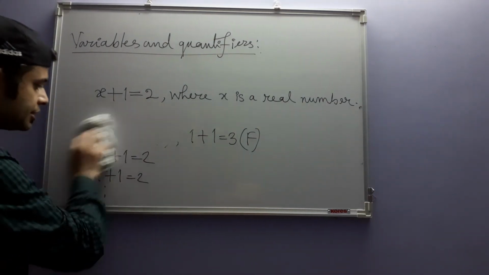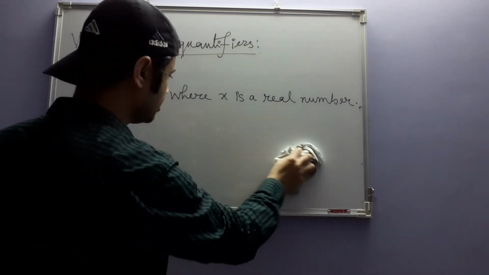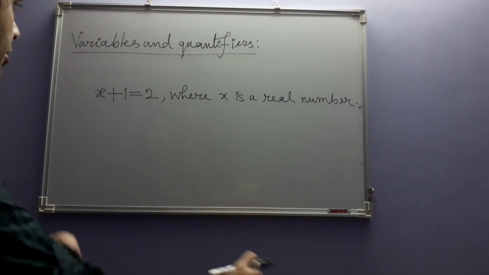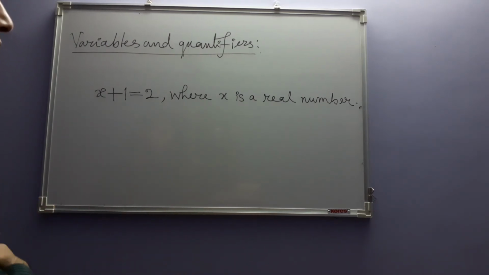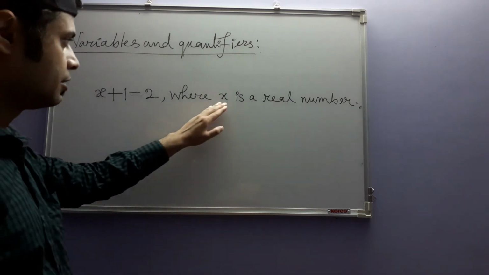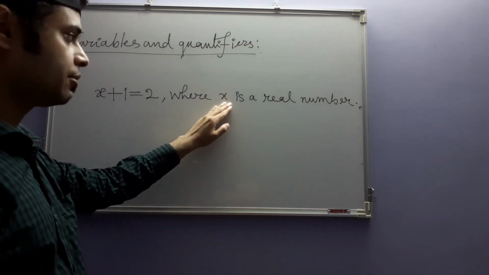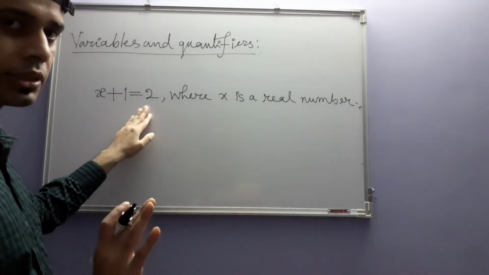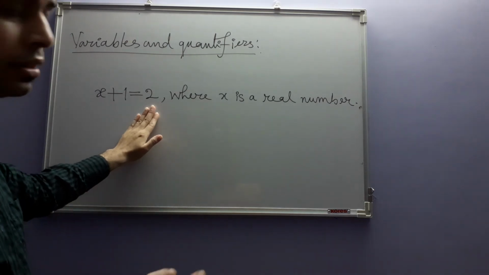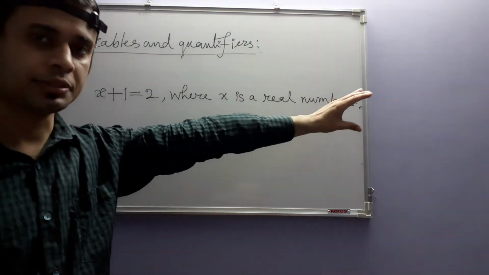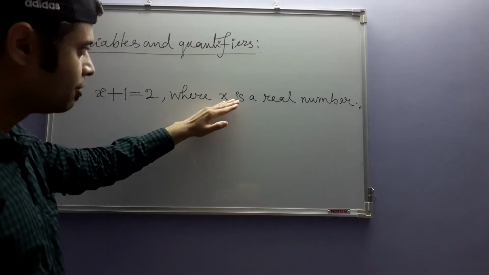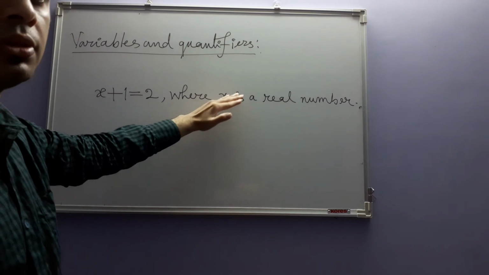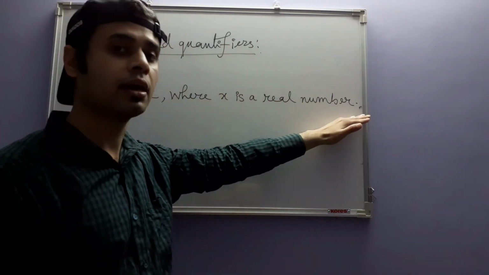So while dealing with statements with variables, the truth value depends on the value of the variable. Now you can see one more thing. I want to draw your attention to this. Although x is a variable, we are not saying that x is 1 here. It's not about solving this equation. We are not treating this as an equation. We are treating this whole thing as a statement. So although we don't know what x is, we know what type of variable x is. X is a real number.